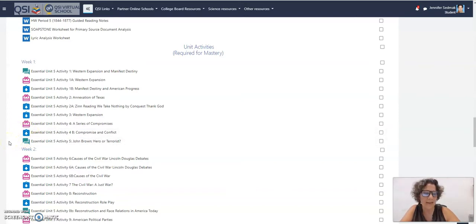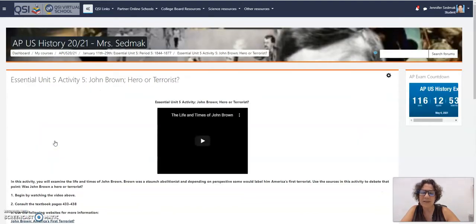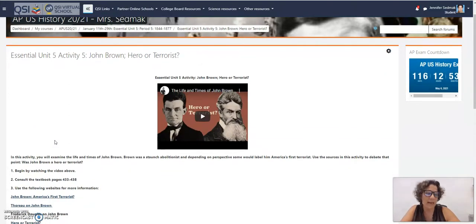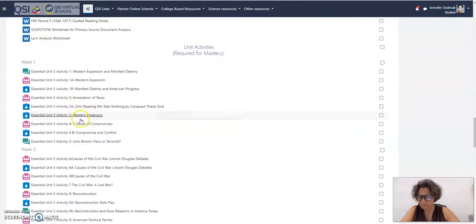John Brown was an American abolitionist, and some in history would argue that he is a hero, while others would argue that he is or was a terrorist. You'll learn about John Brown in this activity, and then you'll be able to participate in the forum, making your own claim, the extent to which you believe he was either a hero or a terrorist. So those are week 1 activities.